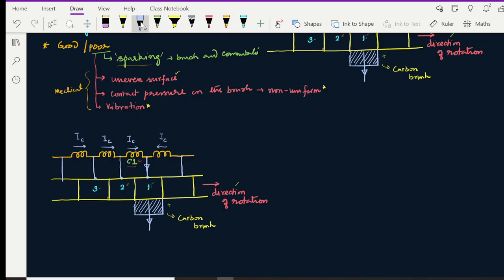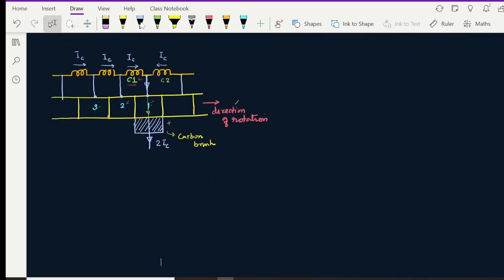So if coil 1 offers you a current of IC, so for understanding, let me take coil 2 offers a current of IC, then the current will come out through this commutator segment 1, and the current which is ejected from the brush is going to be 2IC at this point. And let us not forget an important point here: the current which is coming out of the brush is 2IC, and we know very well that this particular current is being taken by the load.